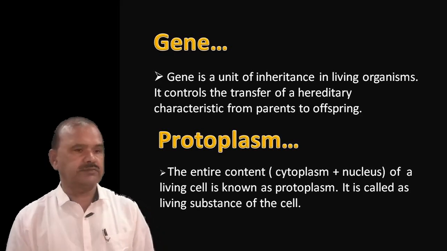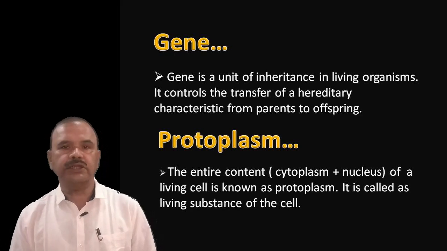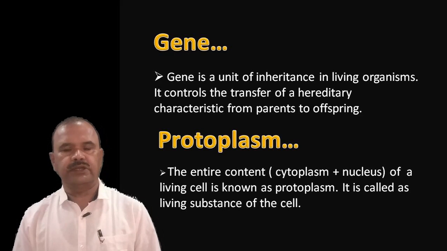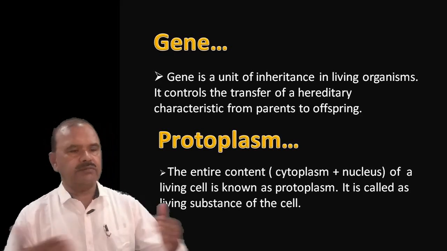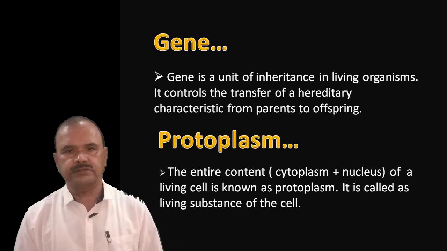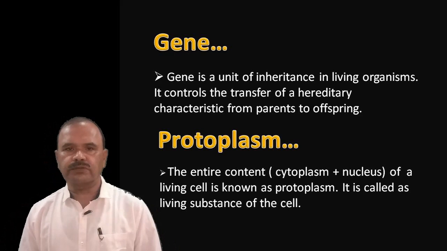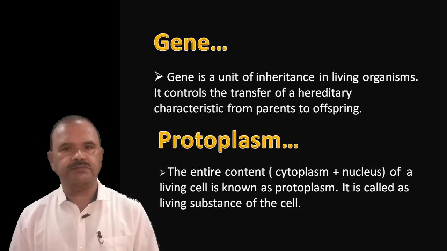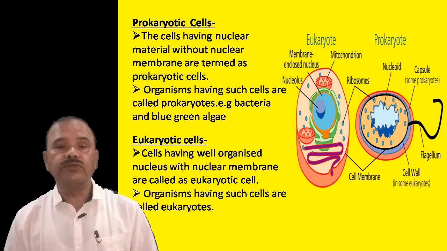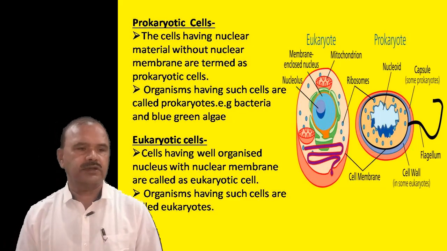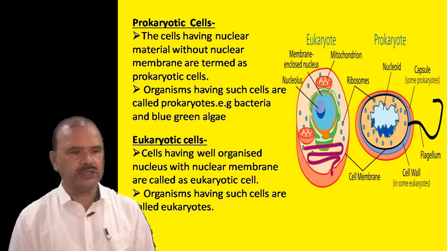Similarly, there is one more term for you, and it is protoplasm. The cell contains living material inside it, present in the cytoplasm as well as inside the nucleus. If we combine these together, then the term protoplasm comes into existence. So we can say protoplasm is equal to cytoplasm plus nucleus, or nucleoplasm. Then certain more terms are very important for you: the prokaryotic and eukaryotic cells.